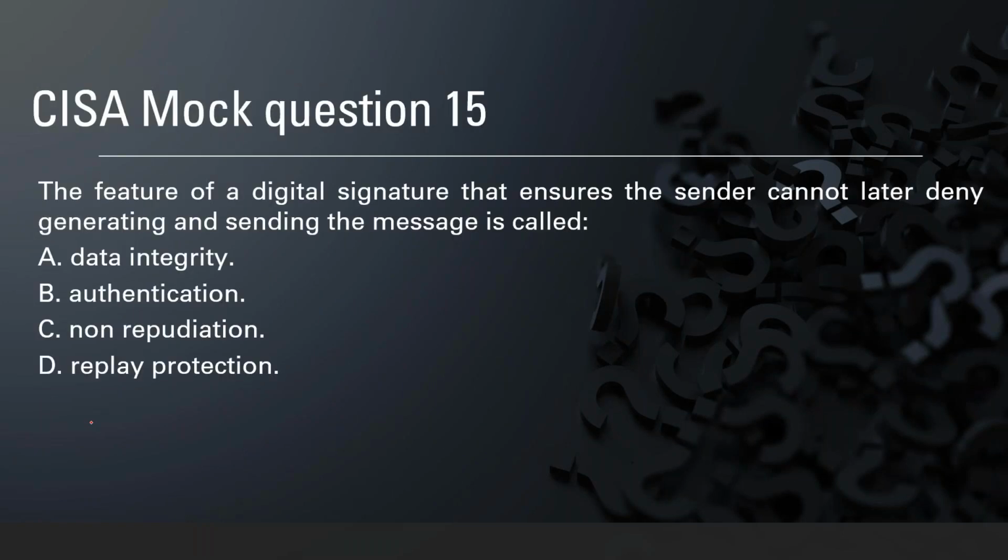The feature of digital signature that ensures the sender can never later deny generating and sending a message is called: data integrity, authentication, non-repudiation, or replay protection. Yes, non-repudiation is the right answer. All the options are features of digital signature, but the one which relates to the sender not being able to later deny generating or sending the message is non-repudiation. He cannot later deny that he hasn't sent it, which is called non-repudiation. So C is the right answer.